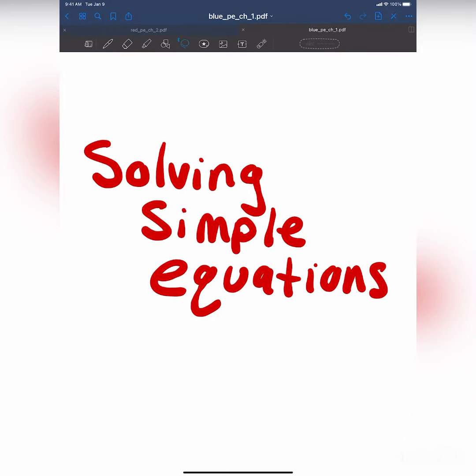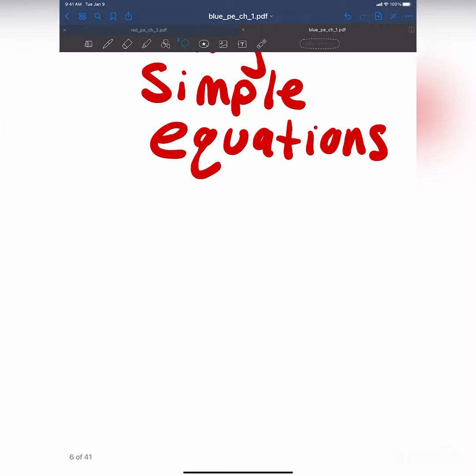Alright, well I don't know about you guys, but this has been quite the show for our simple equations. We have variables, we have numbers, we're adding, we're subtracting. It is crazy out there.